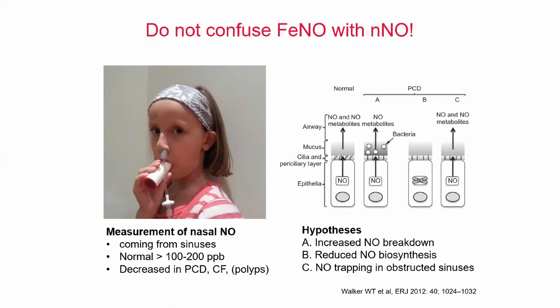So importantly, do not confuse FeNO with nasal NO measurements. These are very different compartments that you analyze. The nasal NO comes from your sinuses here. It's measured when you breathe slowly through a straw, for instance, also to close your velum. And here you will just have a device put in your nose that aspirates the air in your nose.